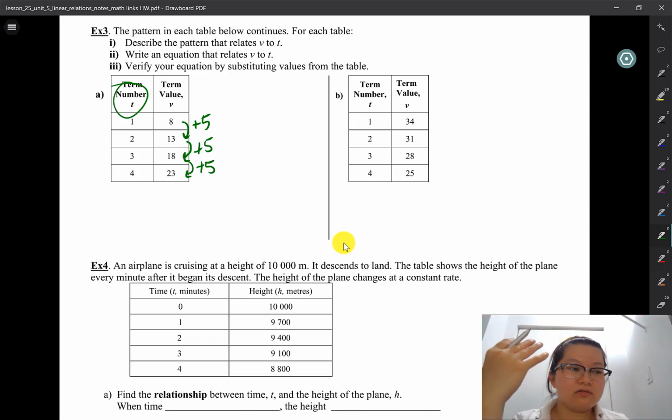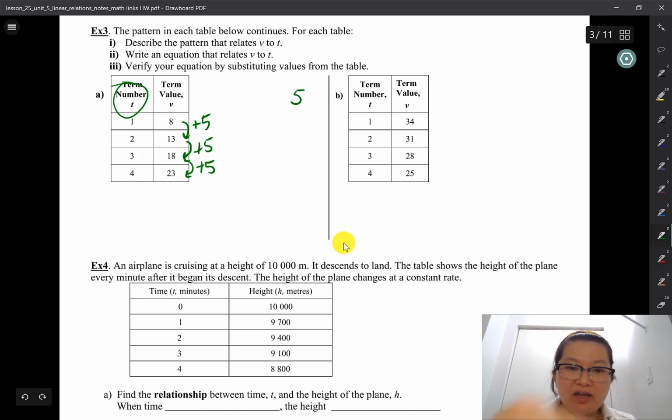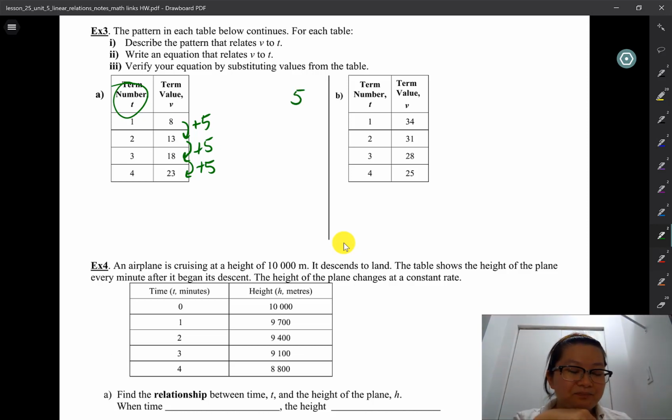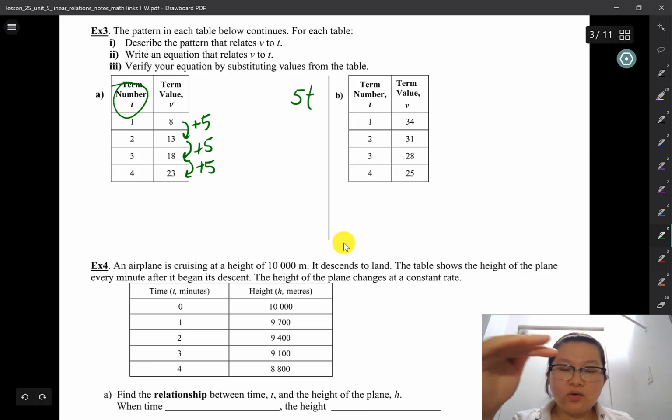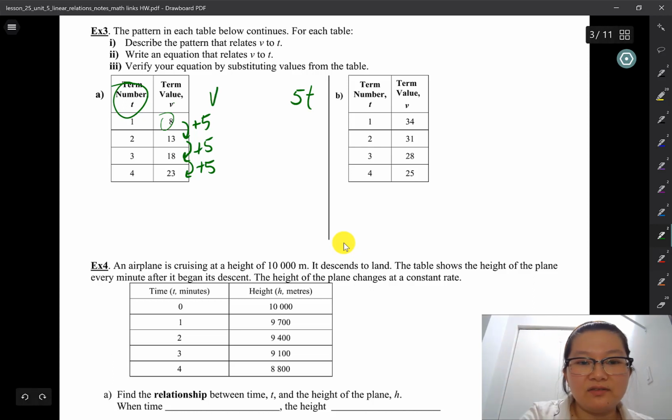So again, I need to take something in which the variable t, whatever t does, changes depending on what the value of t is. And depending on what the t value is, it will affect what my v value is going to be. So if I take 5, which is my multiplier here, and I multiply by my t, it should give me whatever term value I have over here. So let's check that. And we want v on this side. v is equal to something plus 5t.